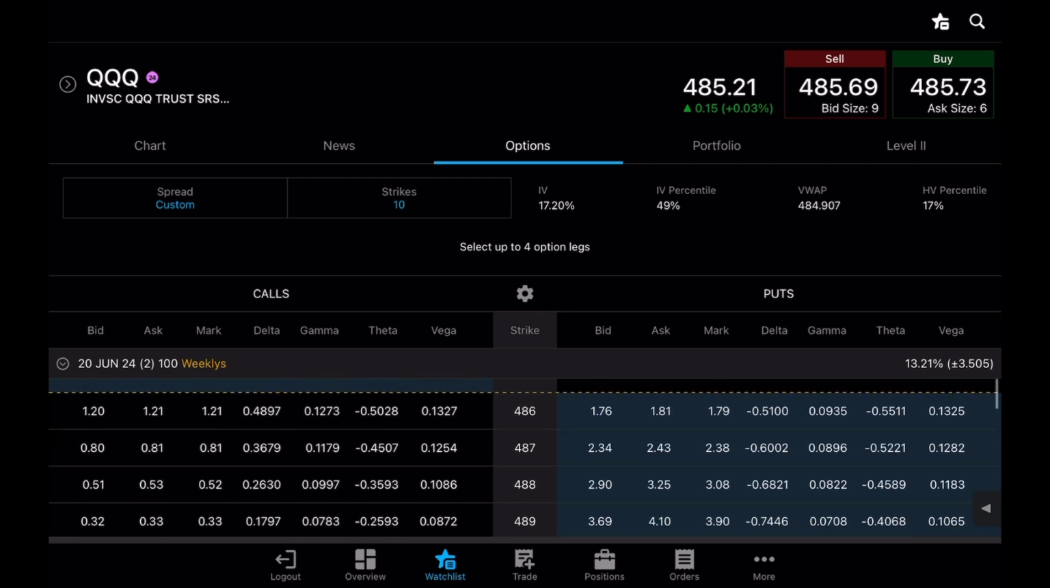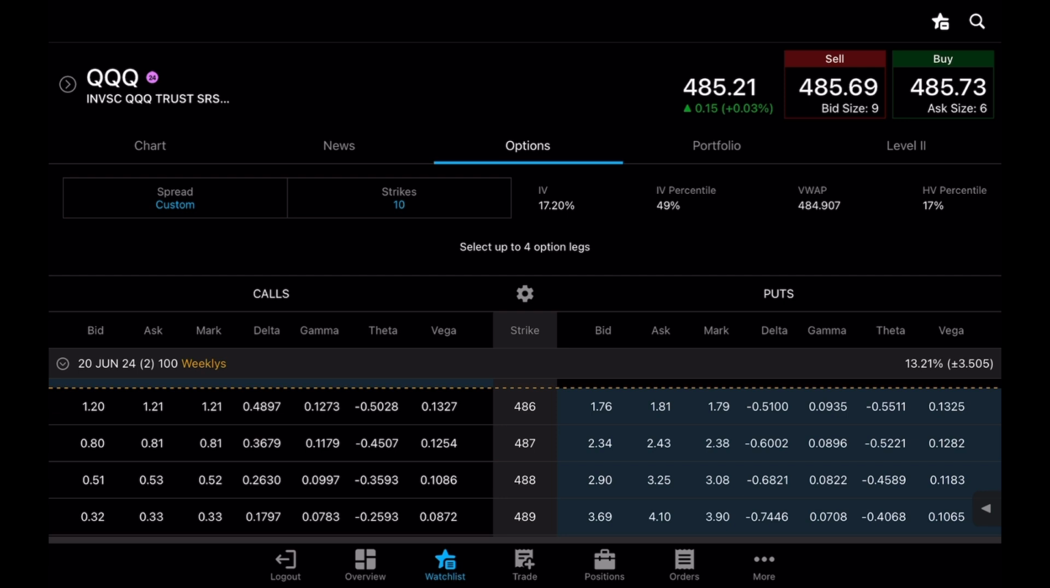So now let's go ahead and take a look at the bid price. Now we know the bid is going to be that 1.20, which equates to $120 for one contract. If you bought the ask, then it'd be $121. Now we see that the delta is at a 0.48, and then we see the gamma is at a 0.12.